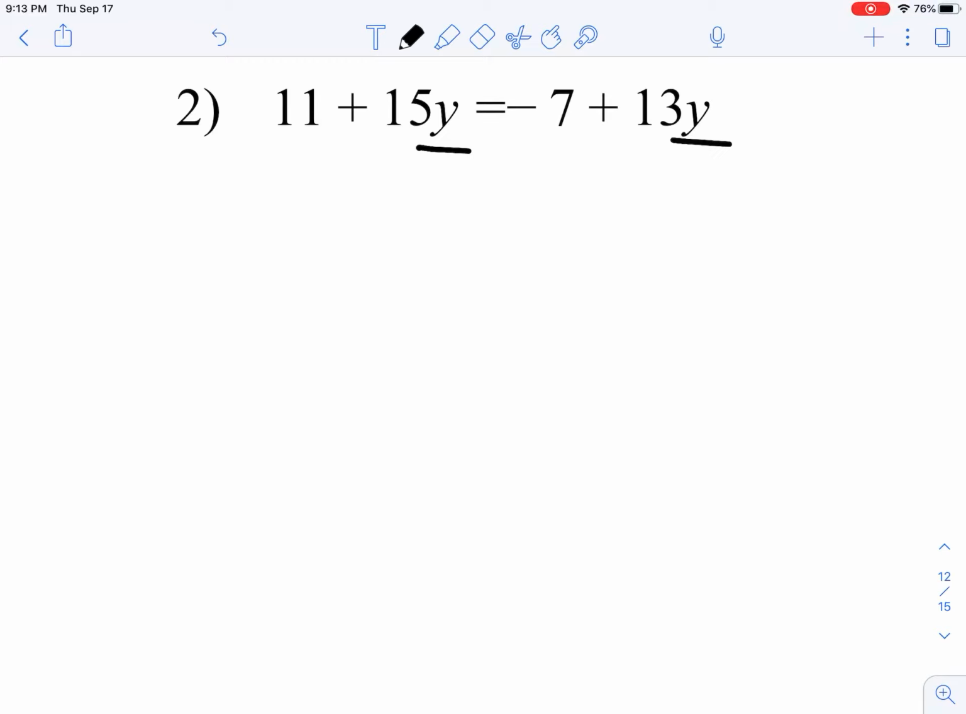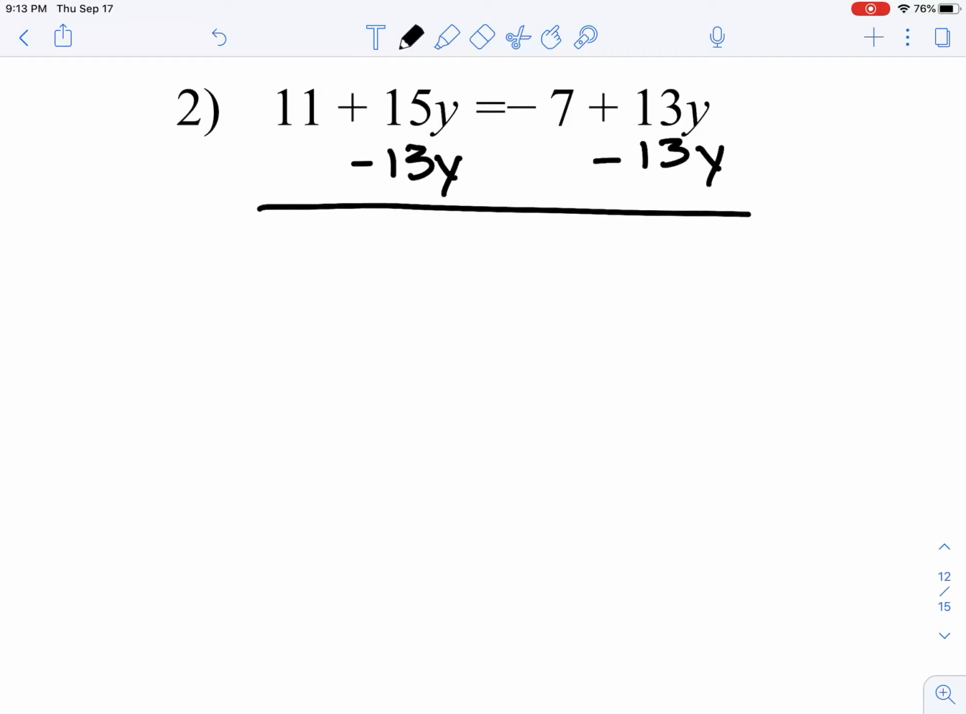So now I look and I see, okay, I have two y's, so I've got to cancel one of those out, and I'm going to end up canceling this one out. And you could choose whichever one you want, but I'm going to cancel out the positive 13 by subtracting 13 on both sides. Okay, 15y minus 13y is plus 2y, just like that. And then these are gone.